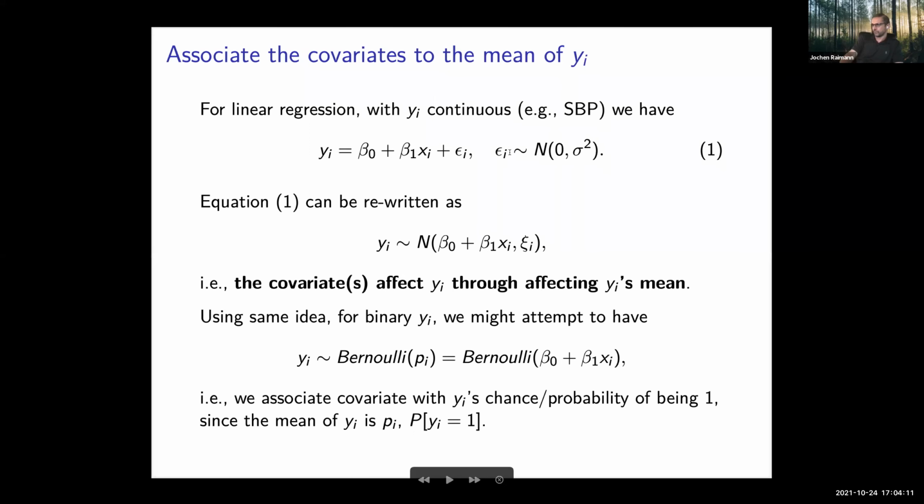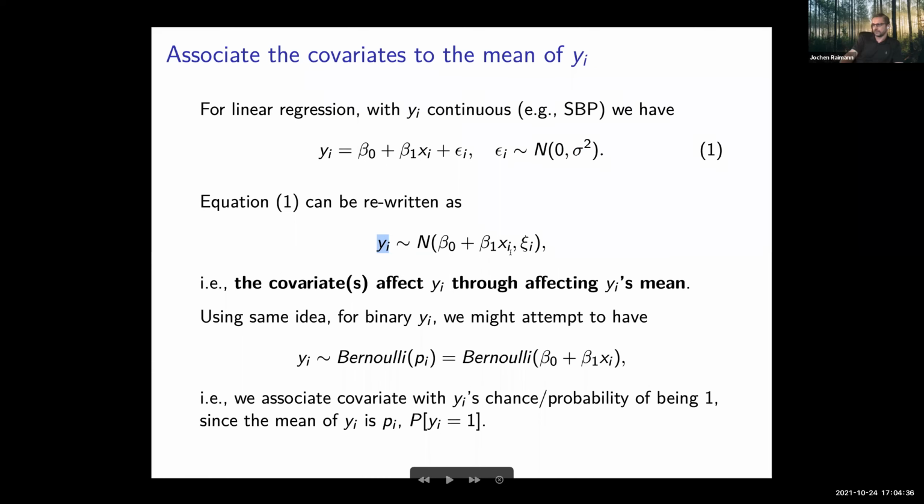Now ei was, and we have seen that, normally distributed, the residual centered around the mean of 0 with a variation of sigma squared. So this equation 1 can be rewritten as yi equals a normally distributed beta 0 plus beta 1 xi and that error term. So the covariates essentially affect the yi by predicting and affecting the yi's mean, the predicted mean.